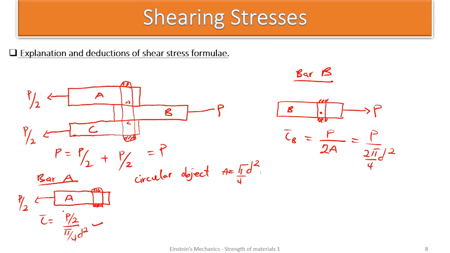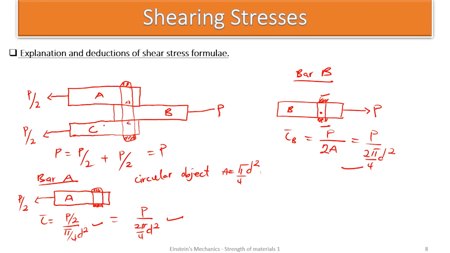And the same thing is going to happen here. If I further deduce this formula, I'm going to have P on 2 pi on 4 d squared. So you're going to get the same answer if you consider the bar A, the bar B, or the bar C. But in bar B, you should be careful about the area because the breaking point is what? 2. The tangential stress is occurring at 2 points. This point and downward.